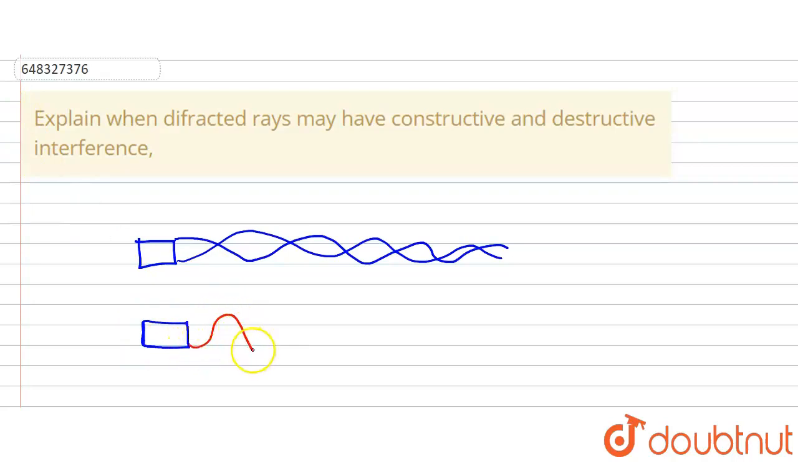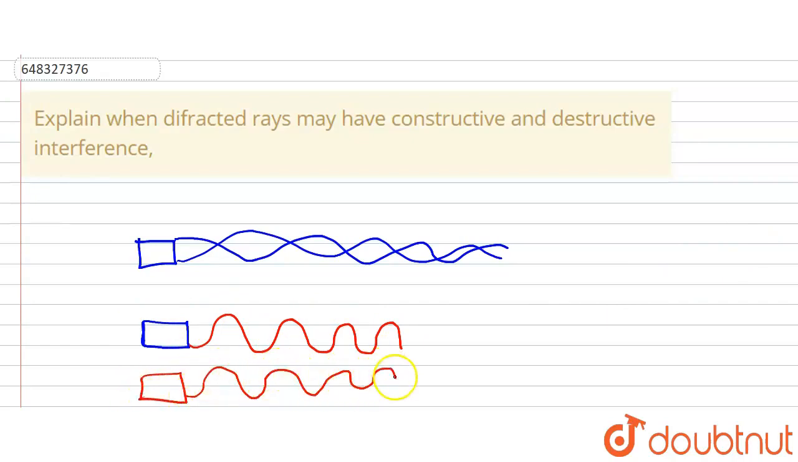In the second case, two waves are generating from two different sources. But we have to understand what will be the constructive and destructive interference. To understand this, let's just say there are two.